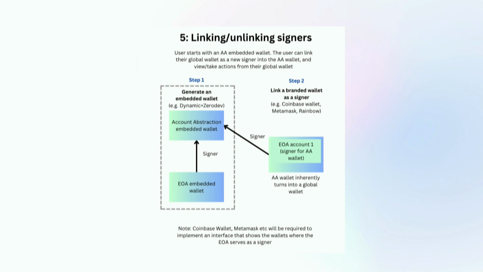What does that give us? That lets us add a second signer as a controller to that same account. So inherently, I can add MetaMask or Coinbase as a second signer to my same account and then control that not using the embedded wallet signer, but rather using a MetaMask signer.